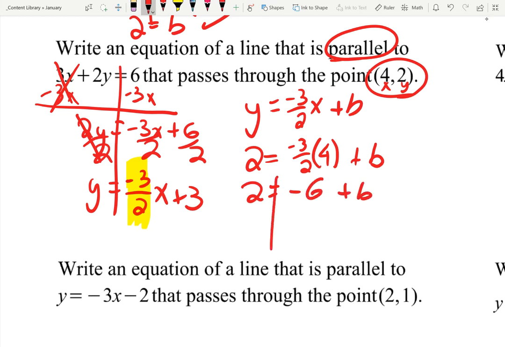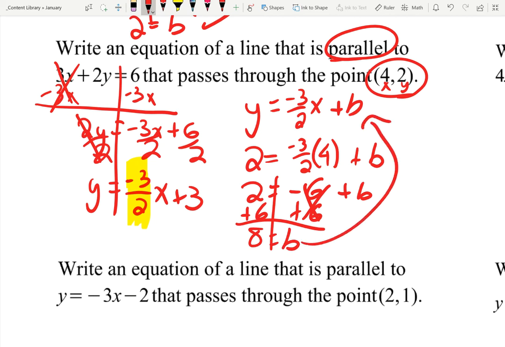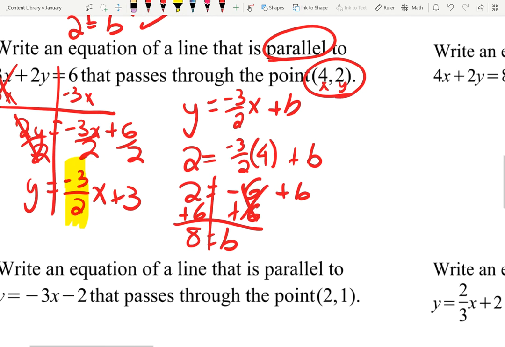And then we, of course, quickly just add the 6 to the other side, and I have 8 is equal to b. So now that I know 8 is equal to b, I can put that in my answer, and my answer would be y equals -3 over 2x plus 8.